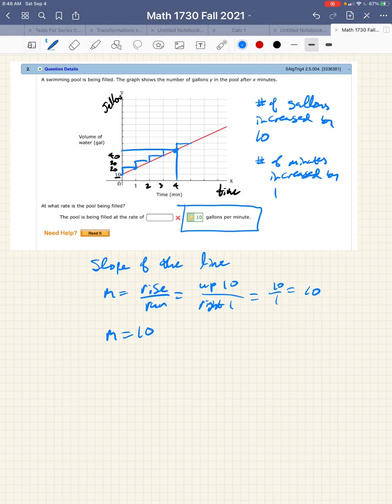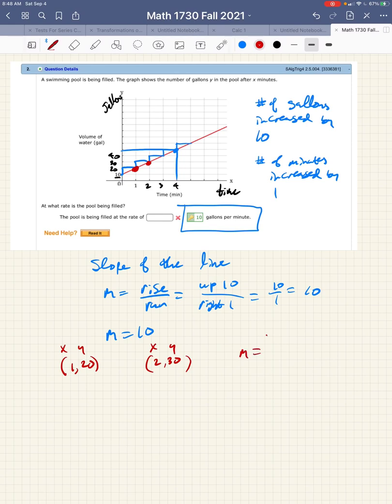We could also look at any one of these points on the graph. Let's take, for instance, the point here at 1, 20, where x is 1 and y is 20. Then we could look at the next point on the graph that we found, which would be where x is 2 and y is 30. That is an x-y ordered pair.